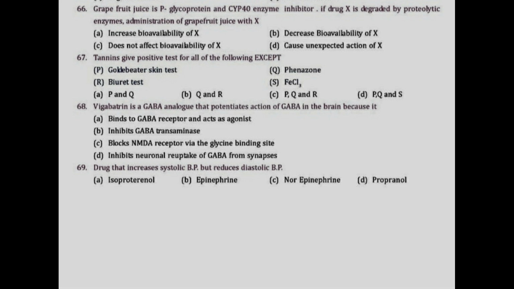Question number 67. Tannins give positive test for all the following except: P, Goldbeater's skin test. Q, phenazone. R, Biuret. S, ferric chloride. Option A, P and Q. B, Q and R. C, P, Q and R. D, P, Q and S. The correct answer is option D, P, Q and S.